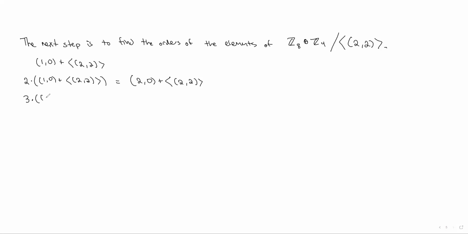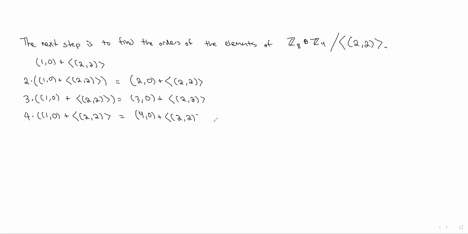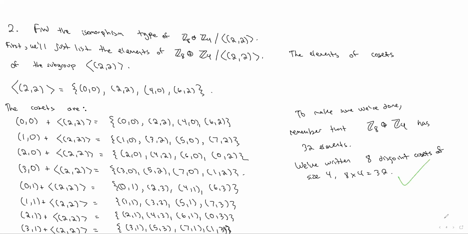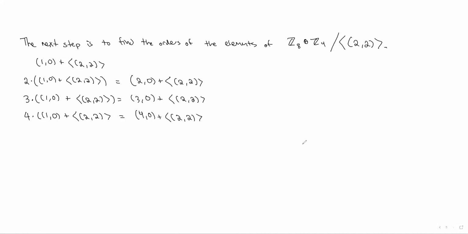3 times (1,0) + <(2,2)> is (3,0) + <(2,2)>. And then lastly, 4 times (1,0) + <(2,2)> is (4,0) + <(2,2)>. But then since (4,0) belongs to the subgroup generated by (2,2), this is actually just equal to (0,0) + <(2,2)>.